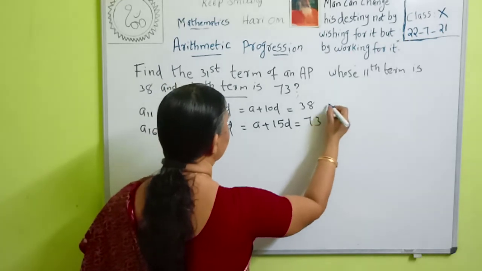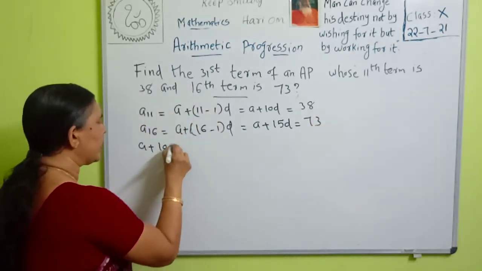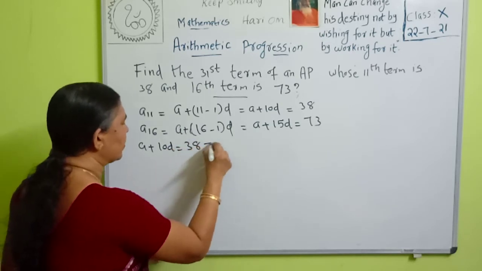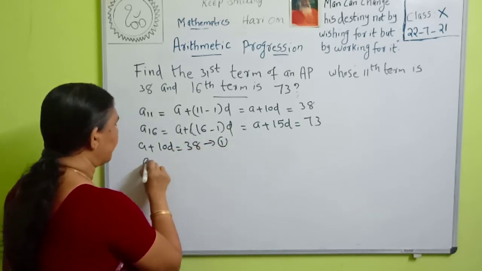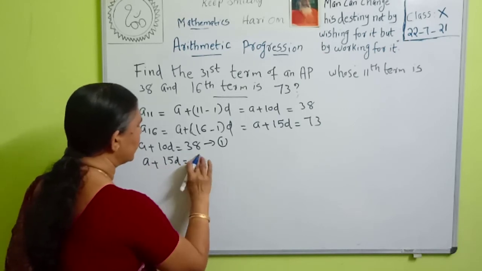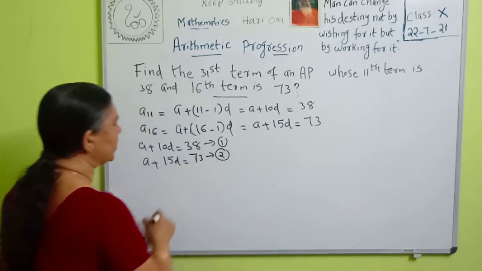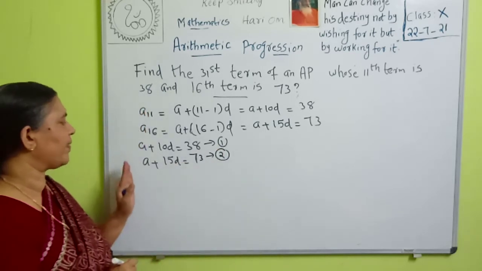So we got two equations. That is A plus 10D is equal to 30, this is equation 1, and A plus 15D is equal to 73, this is equation 2. We can solve these two equations, then we will get the value of A and D.